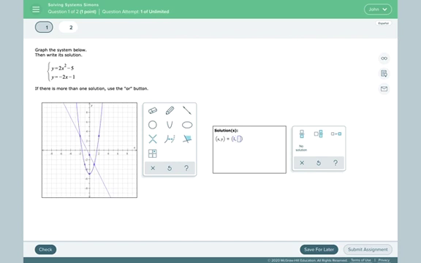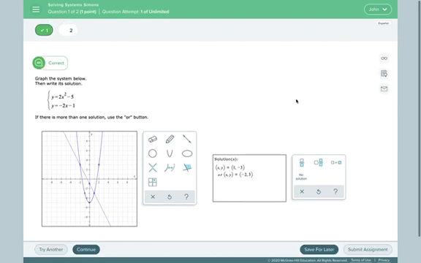So 1, -3, and then we want x, y equals, and we said what, -2, 3, -2, 3, and then check. And there we go. All right, so let's try one more.